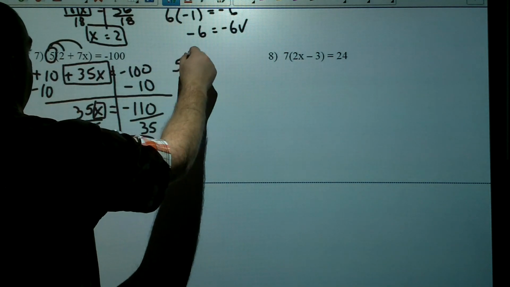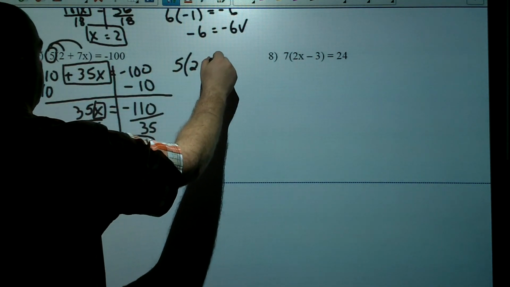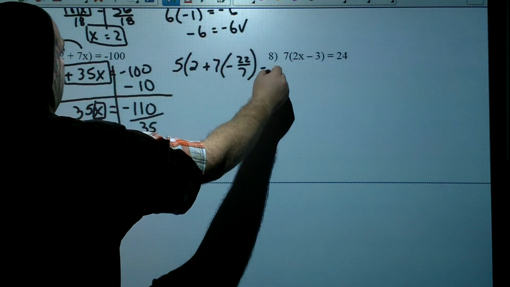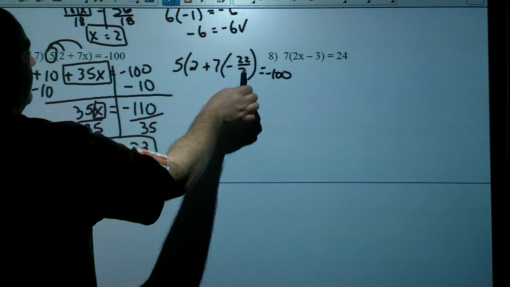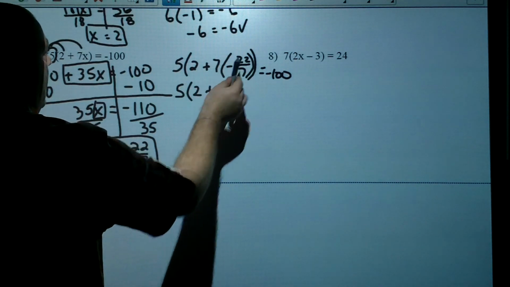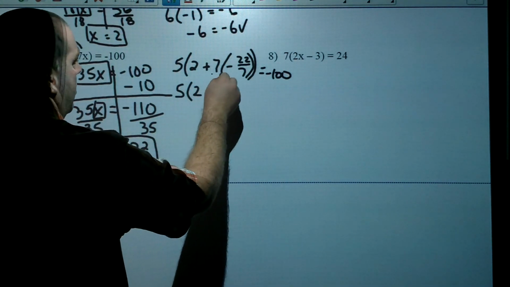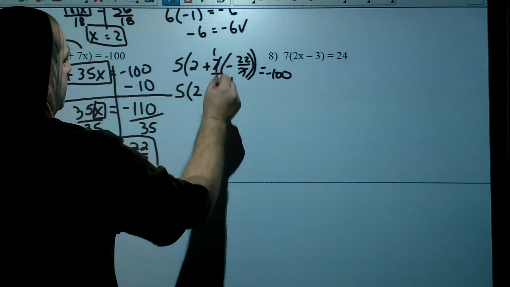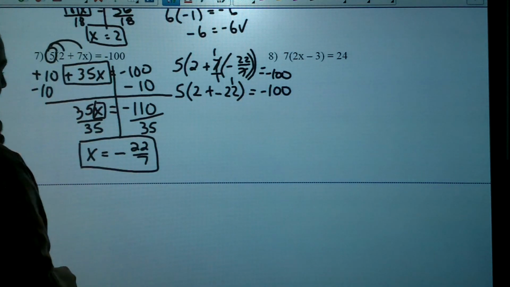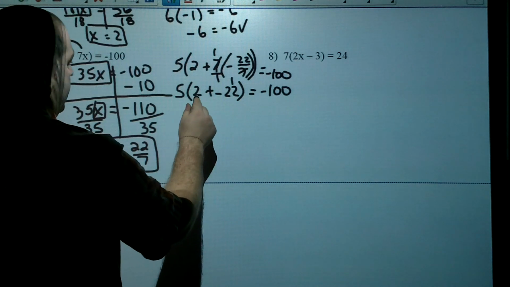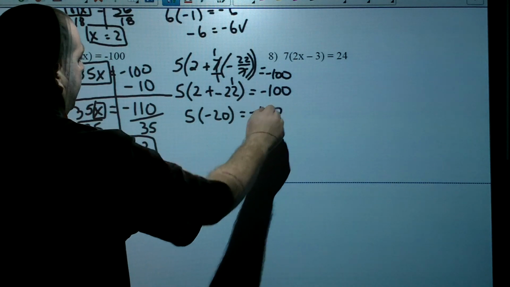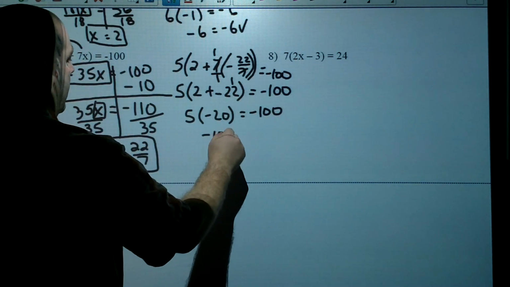So I'm going to check my answer. 5 times parentheses 2 plus 7 times negative 22 over 7 equals negative 100. Parentheses first, and inside those parentheses, I need to do 7 times negative 22 over 7. So this is 7 over 1. These will reduce to 1 each. So plus negative 22 equals negative 110. 2 plus negative 22 is negative 20. 5 times negative 20 is negative 100.